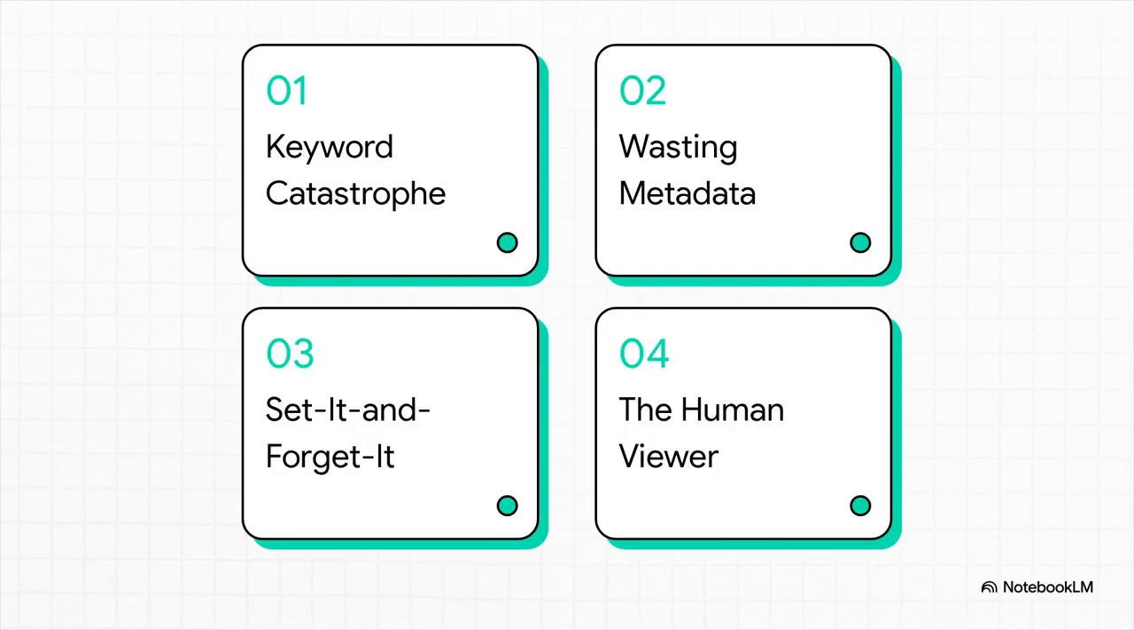All right, so here's how we're going to break this down. We'll look at 4 big blunders. First up, what I call the keyword catastrophe. Then, we'll dive into how you might be wasting your most valuable metadata. After that, we'll talk about the set it and forget it trap. And finally, and this one's huge, forgetting that there's an actual human on the other side of that screen.